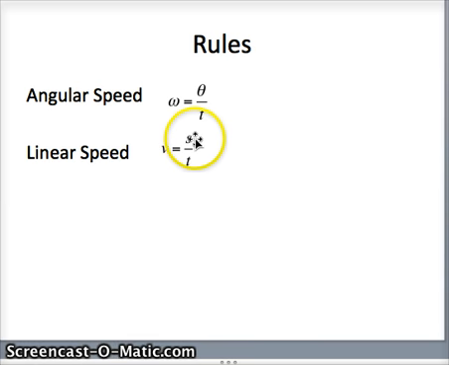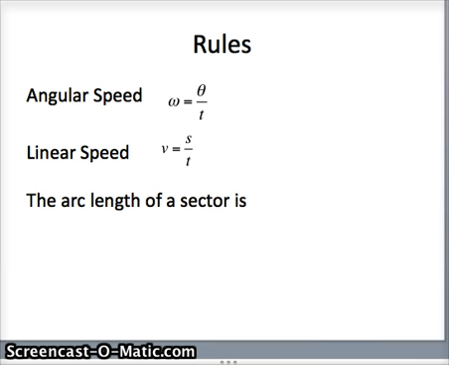Well, what is s? S is the distance traveled. It is equivalent in a sense to the arc length of a sector. So how far do we travel if we have a certain number of radians and we know the radius? How far have we traveled? What is the arc length of that sector? What do we know? So we recall what we have to do.